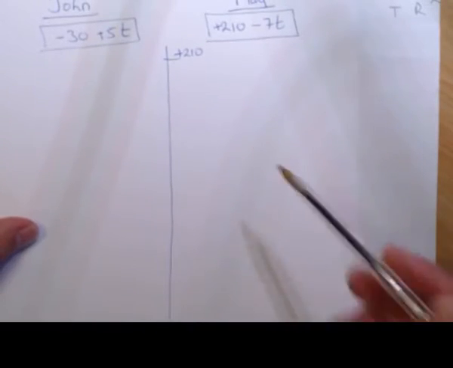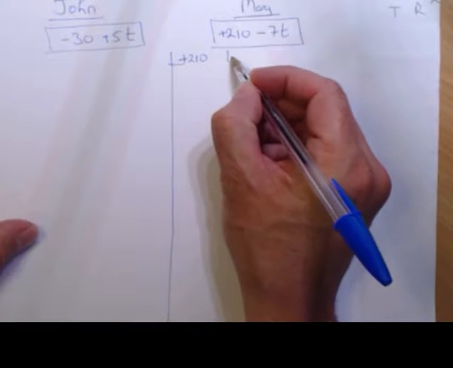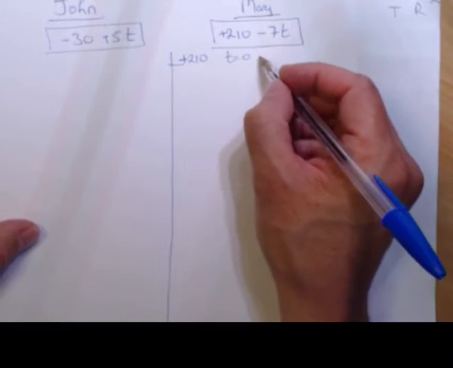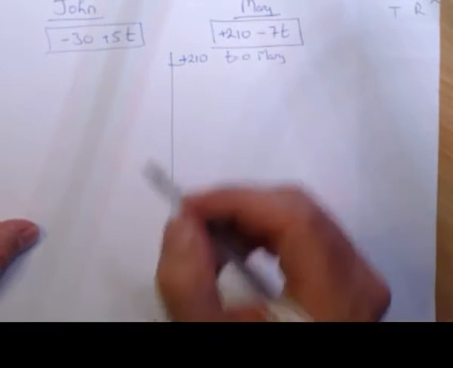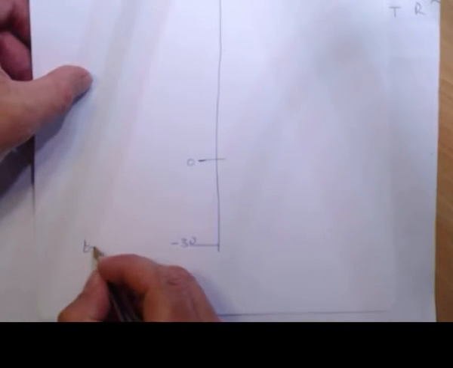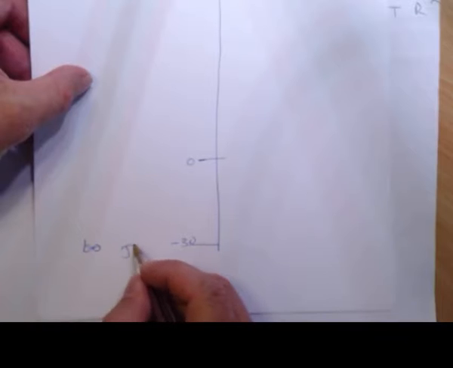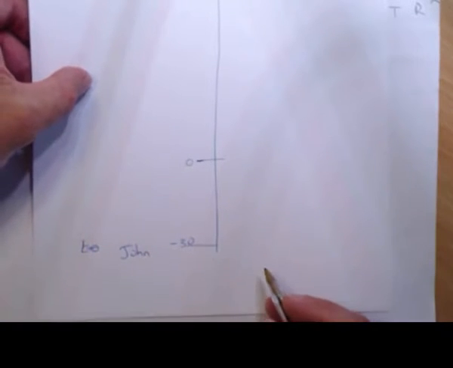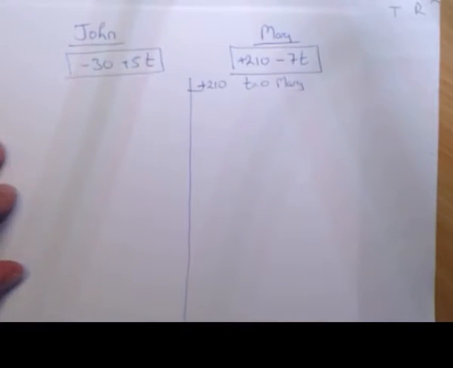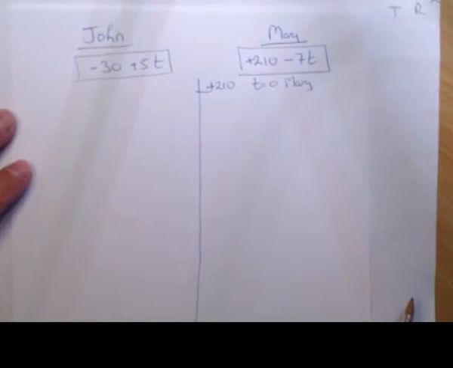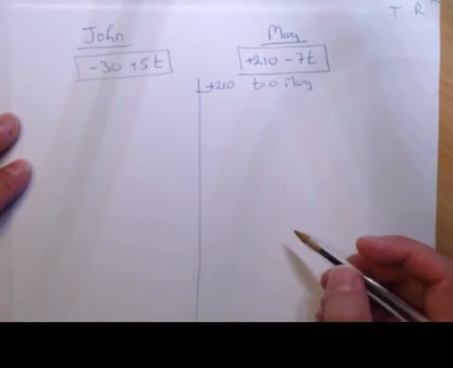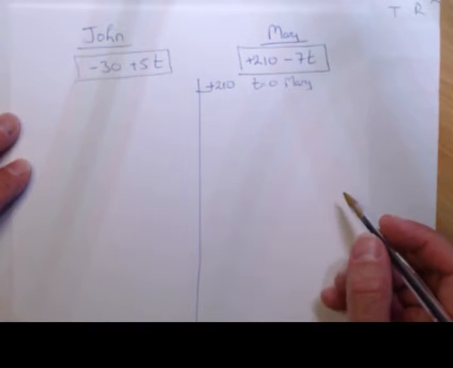We have Mary starting at time 0. Mary is here at 210 meters above ground, and at time 0, John is here at minus 30 meters below ground. So what I want to find out is, when are John and Mary at the same place? So what we can do is we can just put some values in and find out where John is at that time and where Mary is at that time.